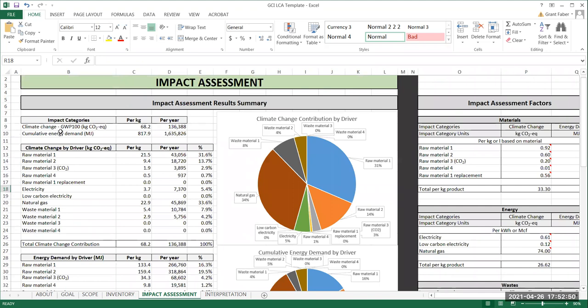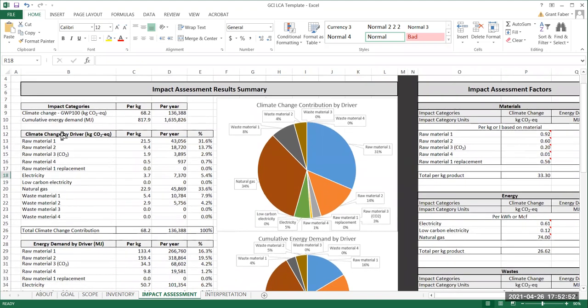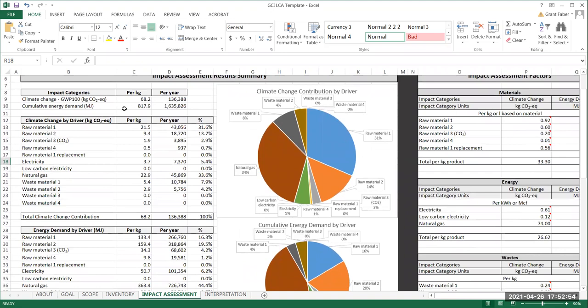And then finally here we have the summary, or where the summary of the impact assessment goes. And so at the top here we have some high-level calculations. So per kilogram of the final product produced, and per year, what are the total impacts. And so you can see here that there's roughly 68 kilograms of CO2 equivalents being produced in order to produce each kilogram of the final product.